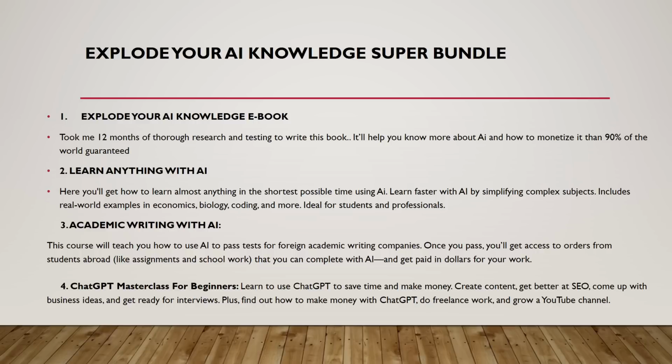And then number 4, what you find is the ChatGPT Masterclass for beginners. You learn how to use ChatGPT to save time and make money. So you learn to create content, get better at SEO. SEO means search engine optimization. It is a way to write content on either your posts or your web pages to make sure that it ranks higher on Google, if you're into anything like that, or blogging and all that. You'll be able to come up with business ideas and get ready for interviews as if you're there.